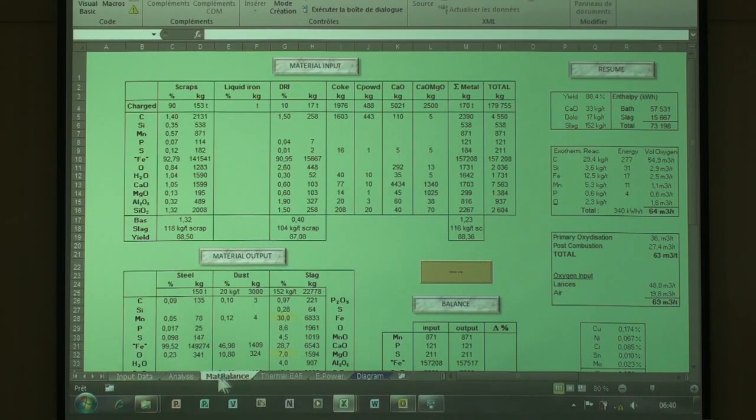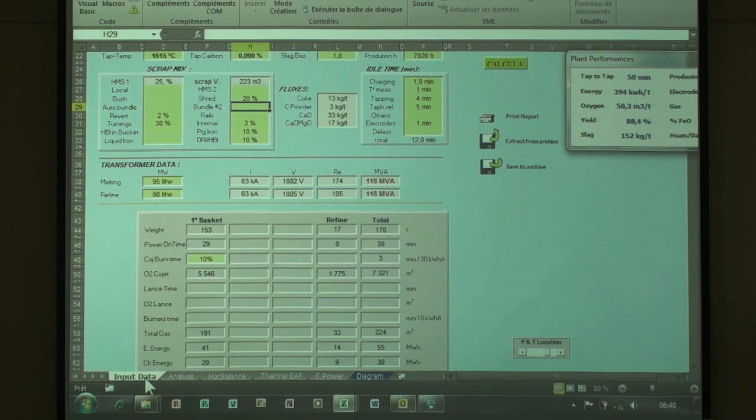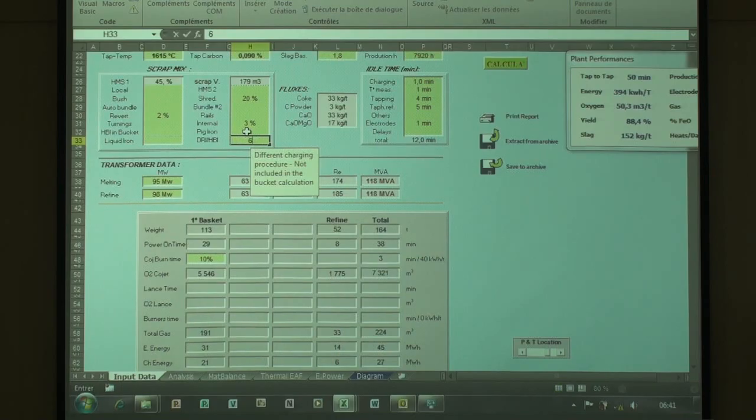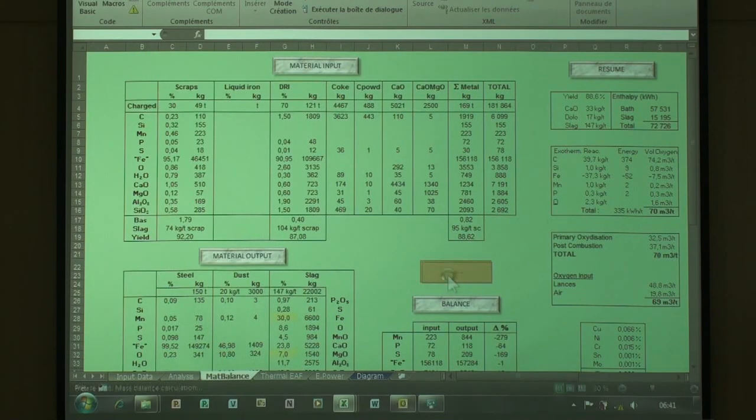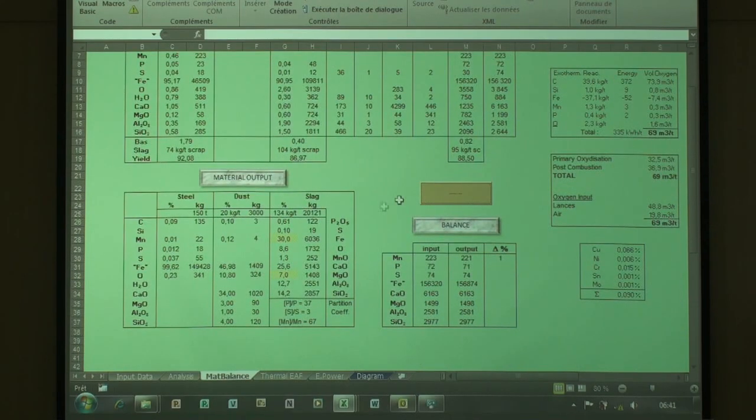Here, we have reduced the DRI. Let's study again this. No, it was 60%. 70% even. All right. If I don't do anything, I try to have it here at 0.